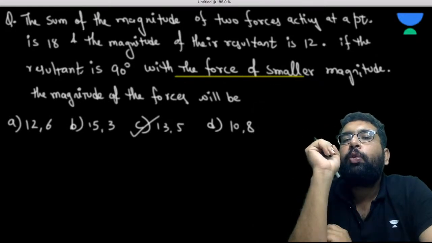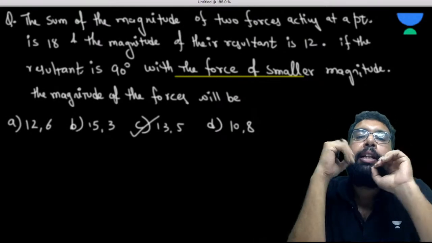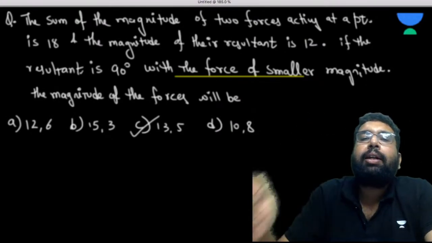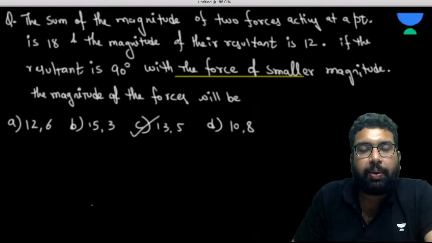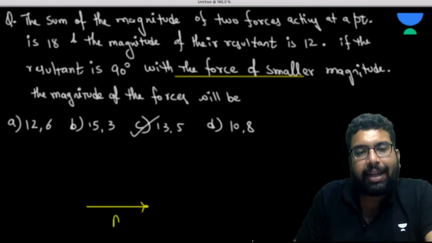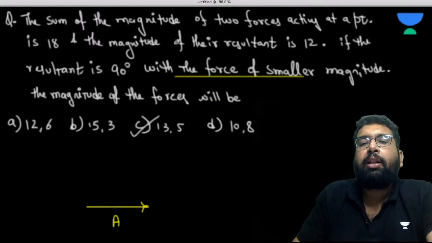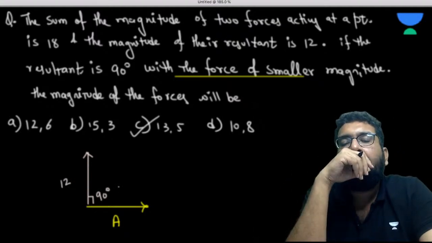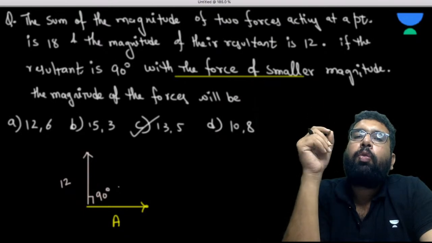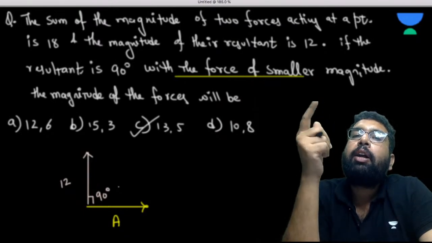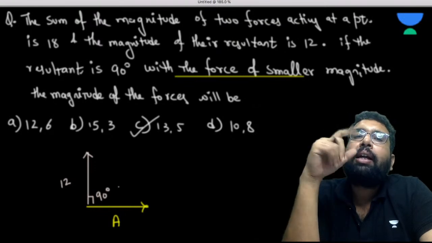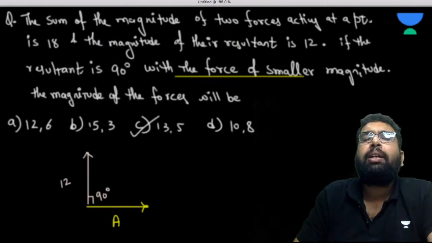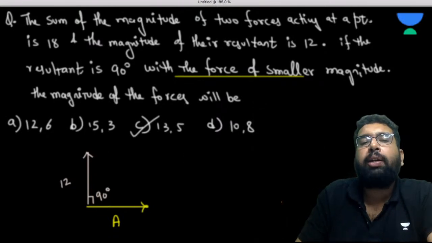Now, the sum of magnitude of two forces acting at a point is 18. The magnitude of their resultant is 12. If the resultant is 90 degrees, find the smaller force in magnitude. So let's suppose A is the smaller force and the resultant is 90 degrees, and its magnitude is also given. Now tell me one thing, my dear. From the triangle law of vectors, the resultant is the third side of the triangle taken in opposite order. So wherever the B vector is, it has to be here now.